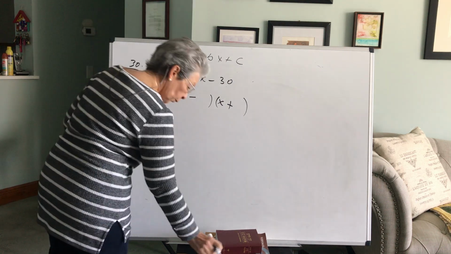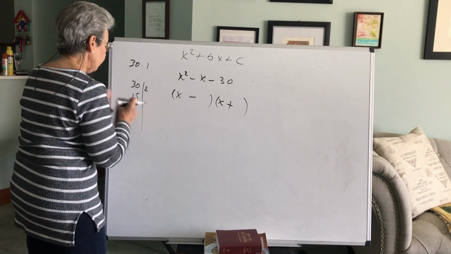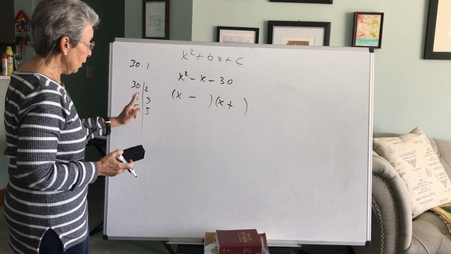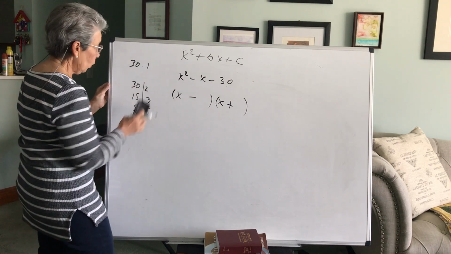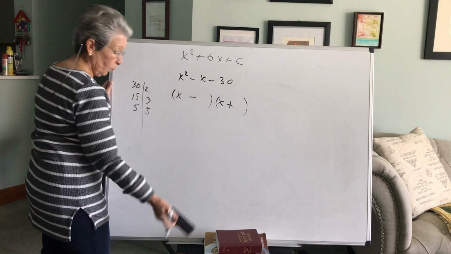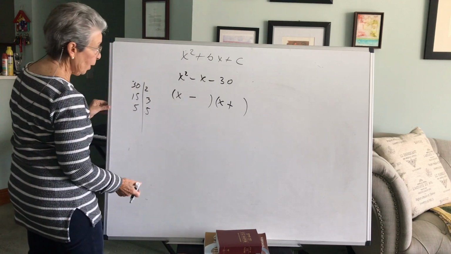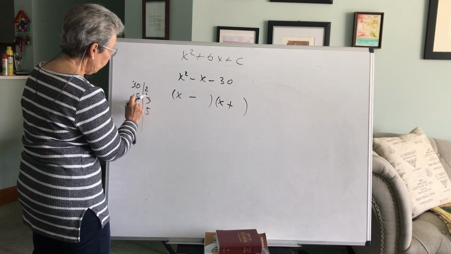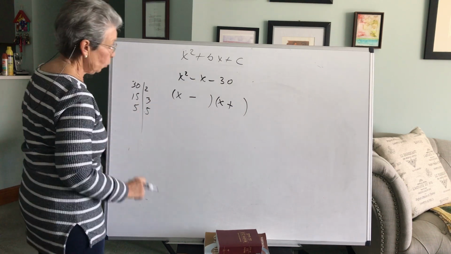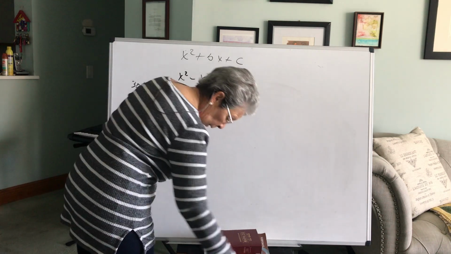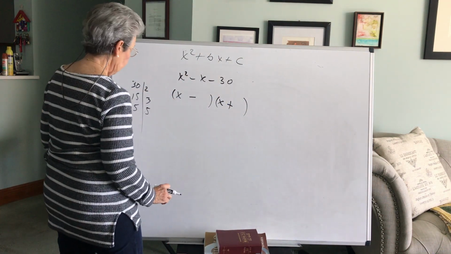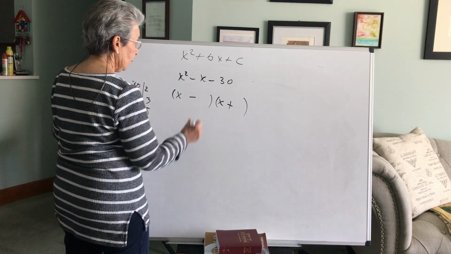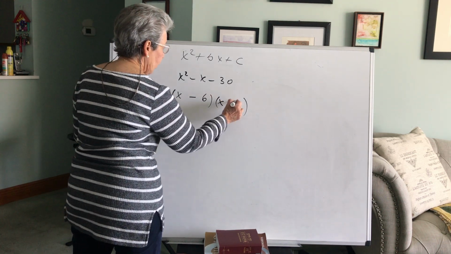30 divided by 2 is 15, divided by 3 is 5, and 5 is a prime number. 2 times 3 is 6 times 5 is 30. Okay, you have to choose two numbers. When you multiply them is 30, and when you combine them is, let me try with 6 and 5.